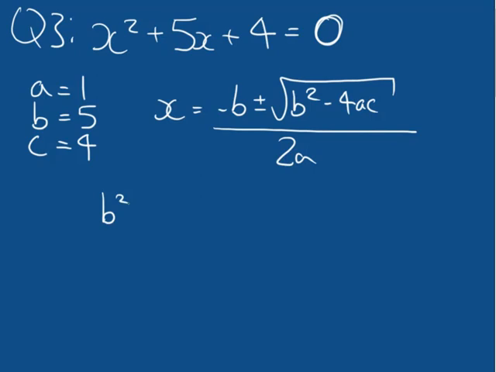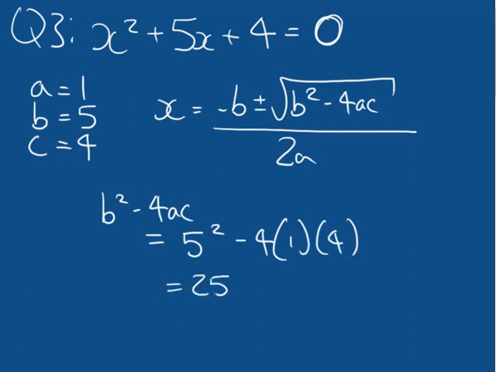So b squared minus 4ac is equal to, b is 5, so 5 squared, minus 4 times a is 1, c is 4, that's 25, minus 4 times 1 times 4 is 16. That gives us a value of 9 for b squared minus 4ac. Therefore, b squared minus 4ac is positive, and we have two solutions.